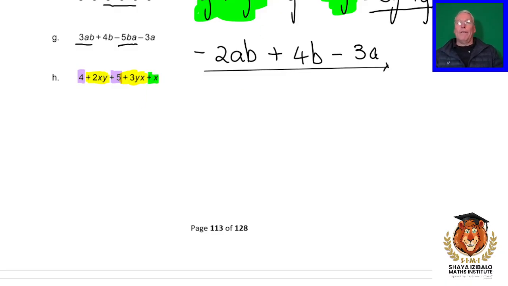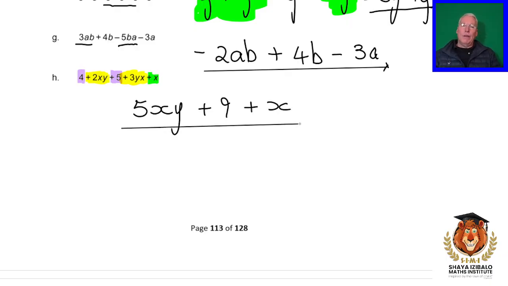So what's our final answer going to be? Our final answer is going to be 5xy, I'm doing the yellow ones first, plus 4 and plus 5 is 9, plus x. All 3 of those terms are unlike now, and we can't do any more.